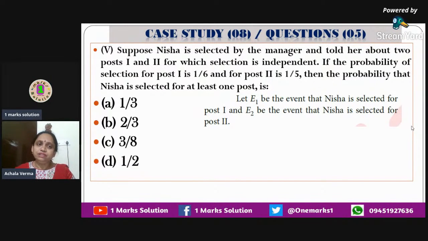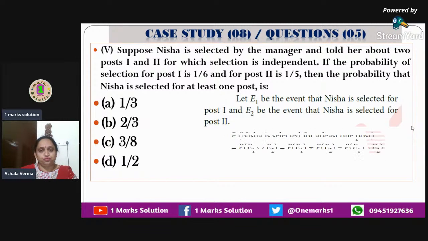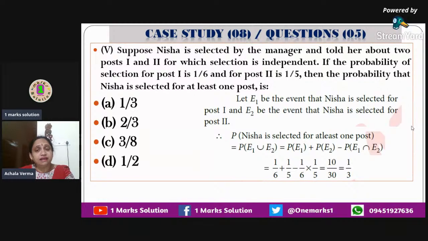When you're doing these multiple choice questions and case studies, you do not have to solve all these steps in the fair copy. You need to only take the right answer. You can do all this work in your rough portion. So consider E1 as the event that Nisha is selected for post 1, and E2 as the event that Nisha is selected for post 2. We need to find the union of these two and apply the same formula, P of E1 plus P of E2 minus P of E1 intersection E2, with the information given above. Again, they are independent events.